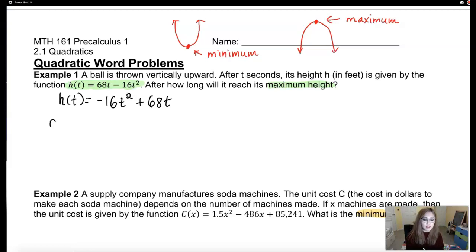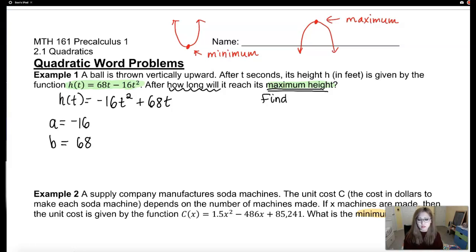Why did I do that? So that I can easily identify. I mean, you don't have to rewrite it, but I like to keep things in standard form. So I can tell that a is negative 16 and b is 68. They're asking, after how long will it reach its maximum height? They're asking you to find the maximum height. So either way, we should find the vertex.